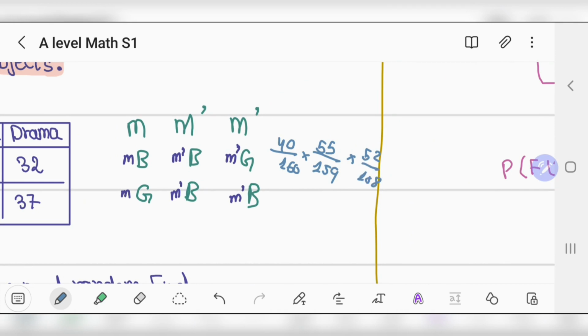And then since these can be arranged, we're going to do 3 factorial. All three of them are different. This one is a boy in music, this one is a boy but not in music, this one is a girl but not in music, so all three are different. Then we're going to do plus, and then do the same thing for this one as well.